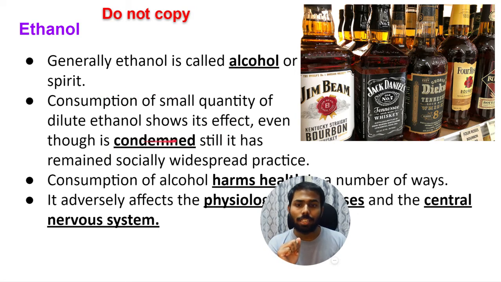Even though it is condemned, it still remains a socially widespread practice. Condemned means it is looked down upon. People think it is a bad thing to do. Drinking alcohol is considered bad by society, right? But even then, everyone knows it is bad, everyone knows one should not drink alcohol, it is still a socially widespread practice. If you look around you, you can still see people consuming alcohol. In fact, during the lockdown, people were so sad that all the wine shops were closed, so they could not get alcohol.